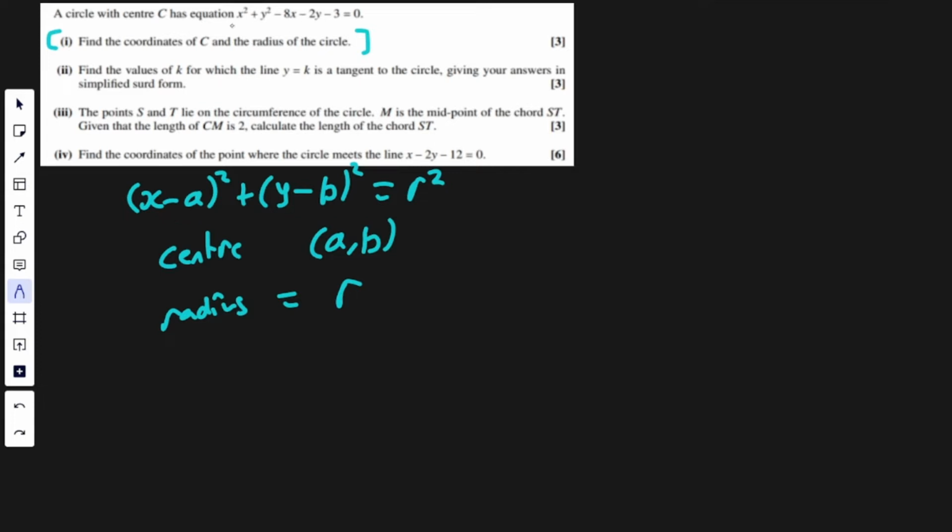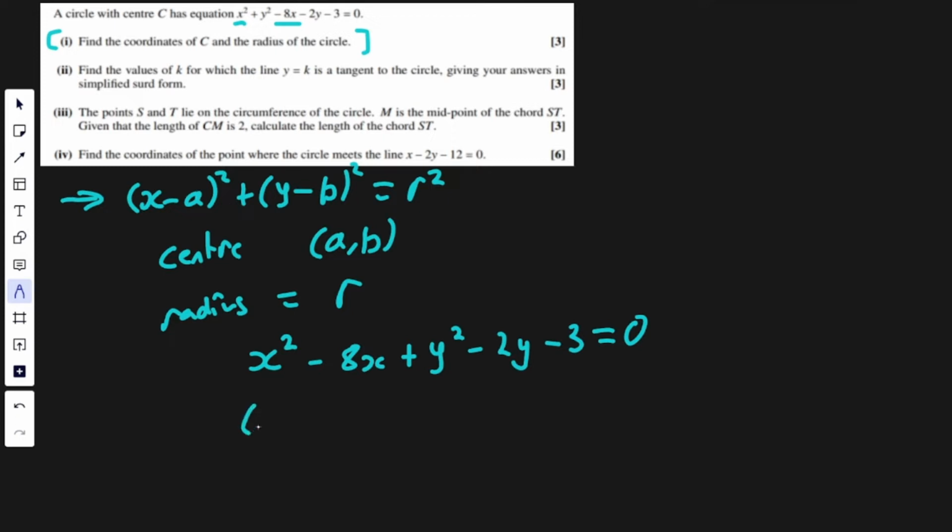For this case, we've been told this is a circle. What we're going to do is try to turn it into this form. In what we have at the top here, we have x squared and x's, which we don't have down here. We just have an x inside of a square, and likewise for the y's. So it's very clear we're going to need to complete the square. I'm first going to change the order, so I get x squared minus 8x plus y squared minus 2y minus 3 equals 0.